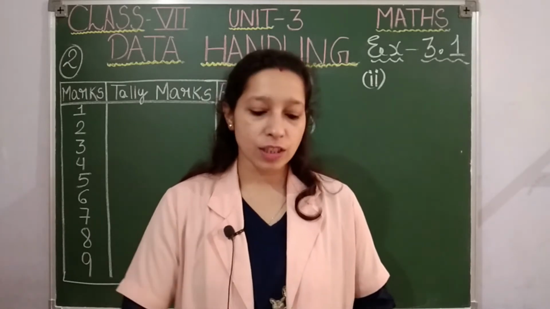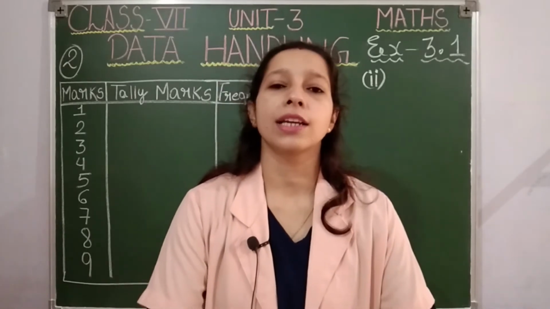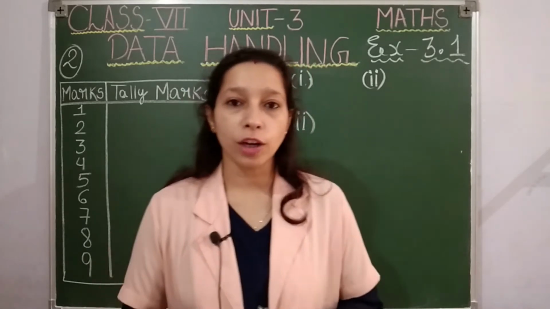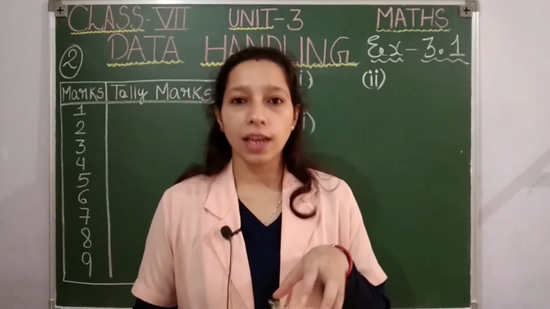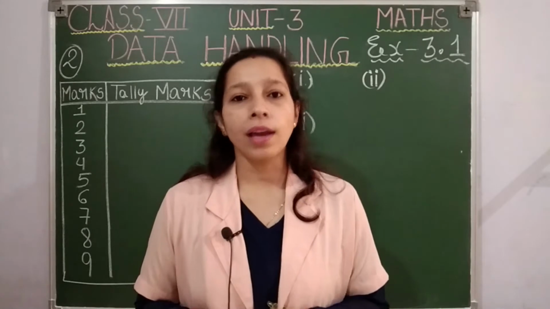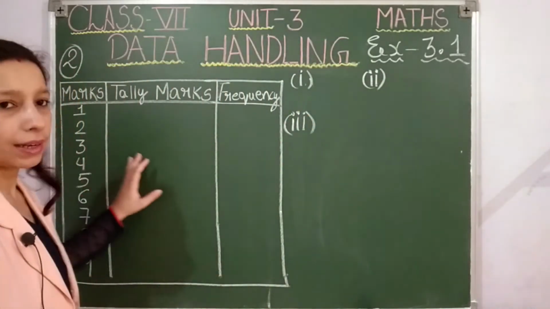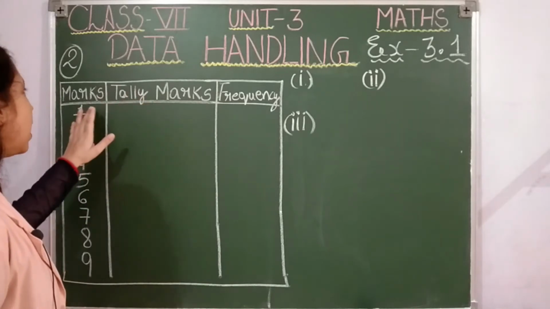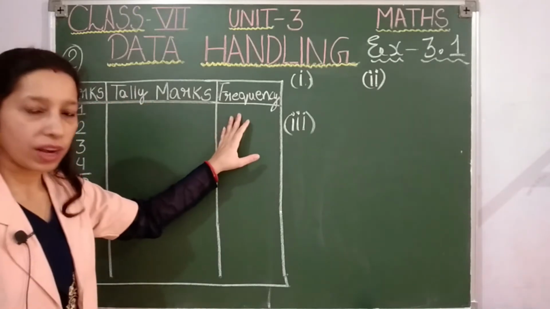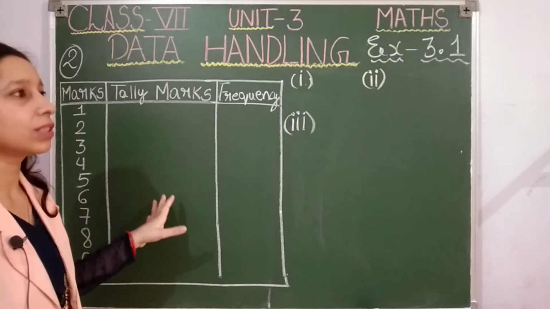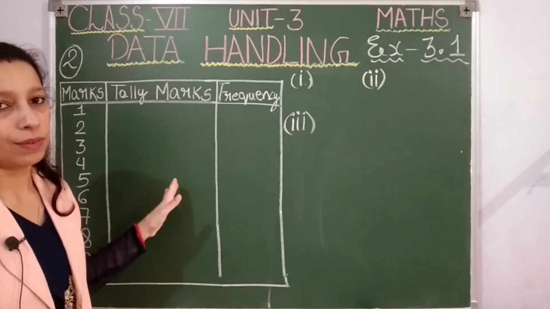But students, let us begin the first part of the question. The first part is that we have to arrange the given marks in a tabular form. Let us see how to solve this question. See, I have already made the table. I have made 3 columns: marks, telemarks, frequency. Clear students? I have given you this example also in the last video, isn't it?